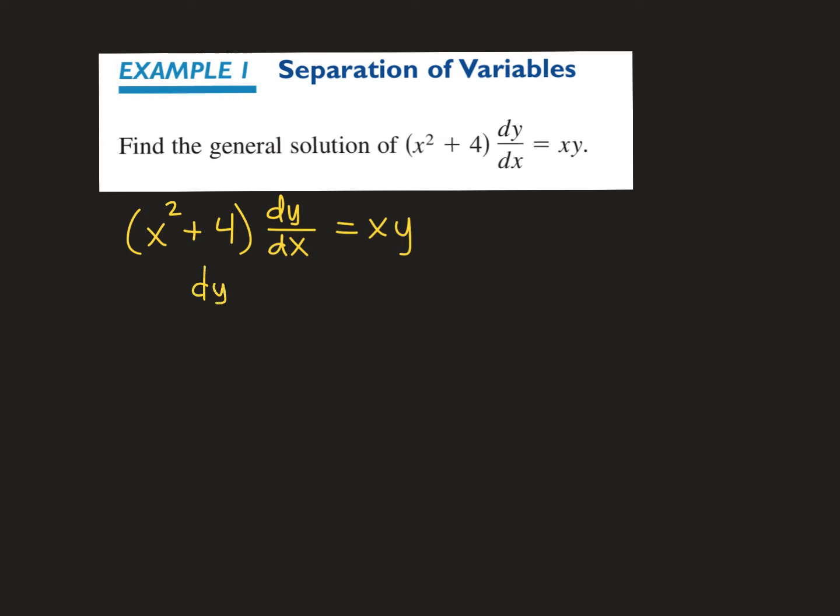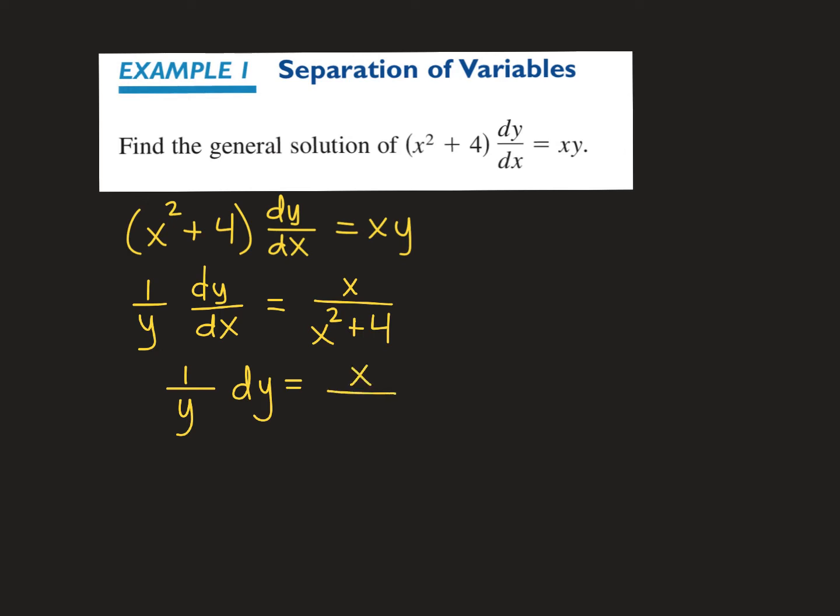So that'll give us the dy dx still over here, but we have the 1 over y because we divided both sides by y. On the right, we had the x already, and we divided both sides by x squared plus 4. From here, it's pretty simple to see that we just multiply both sides by dx. So we'll have 1 over y dy equals x over x squared plus 4 dx. So now we've separated our variables and we're ready to integrate. So now we can integrate.